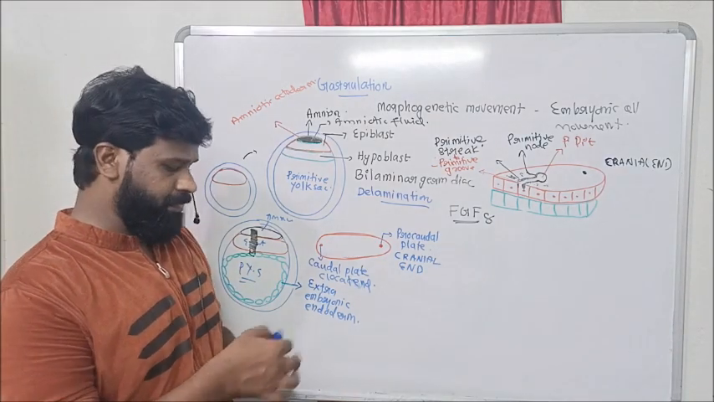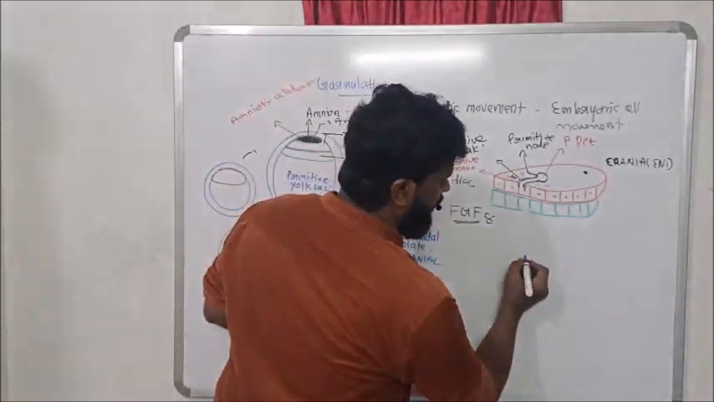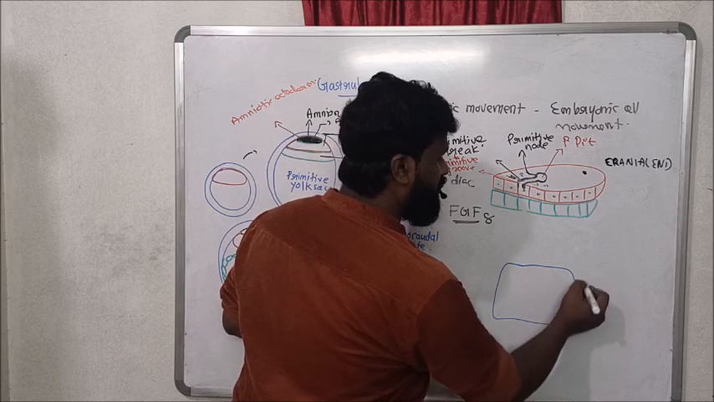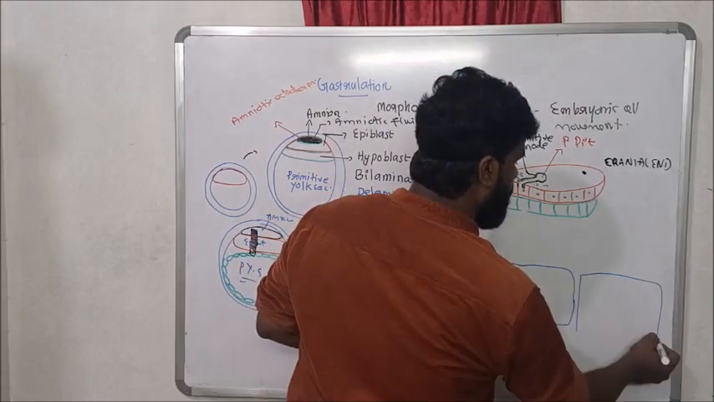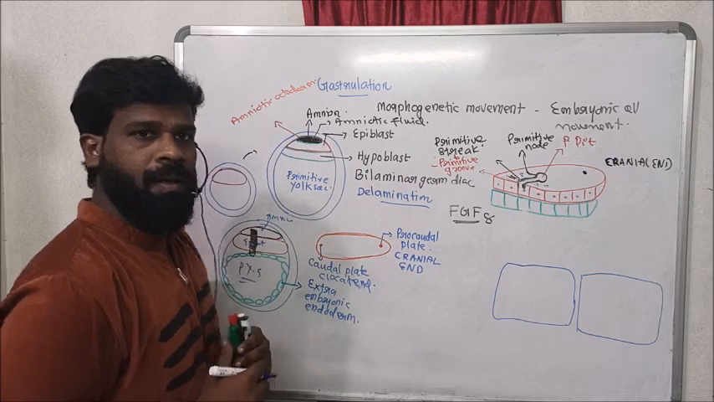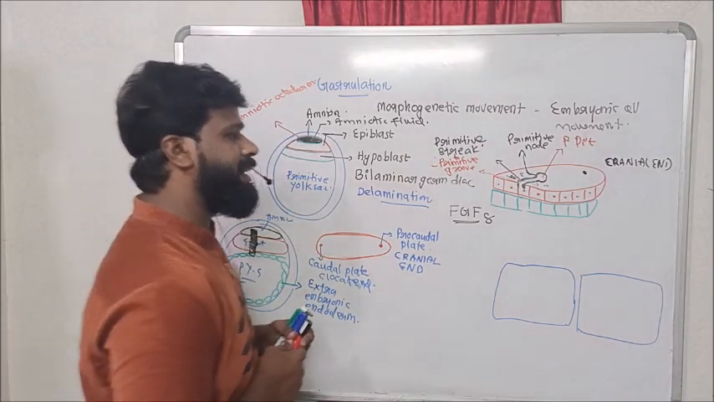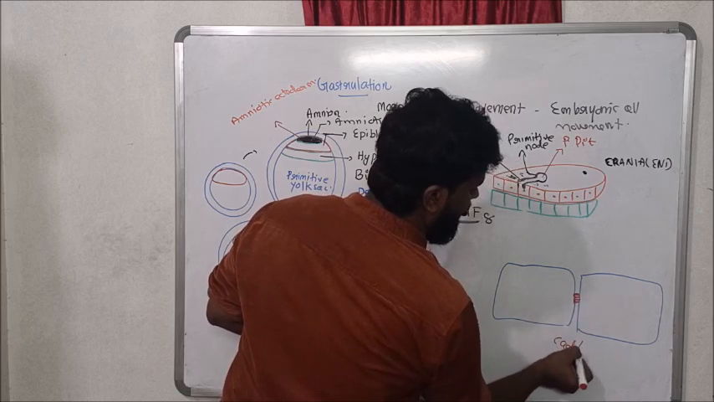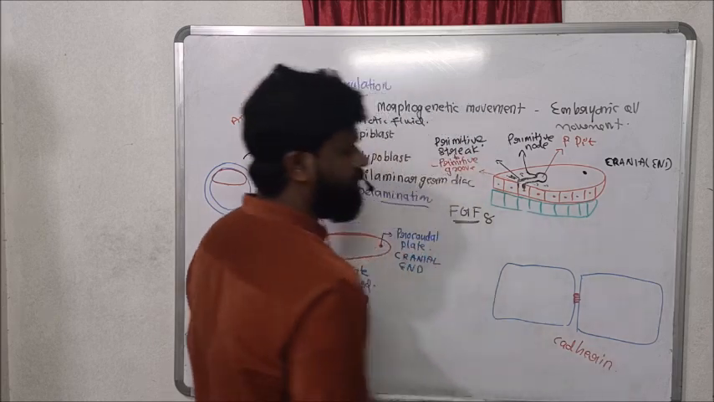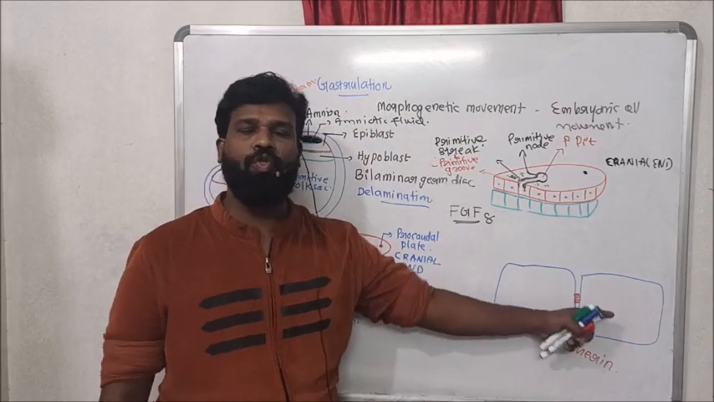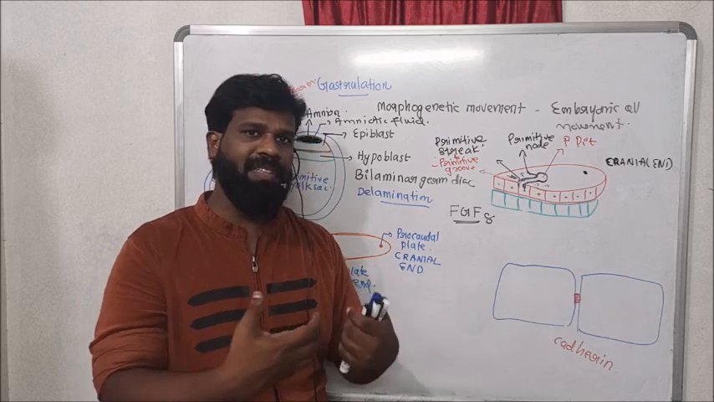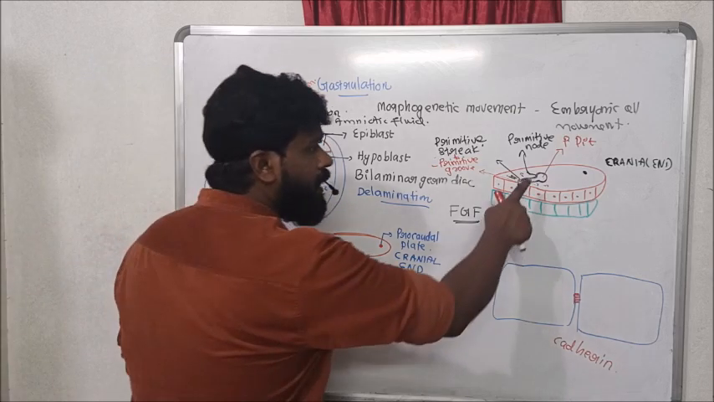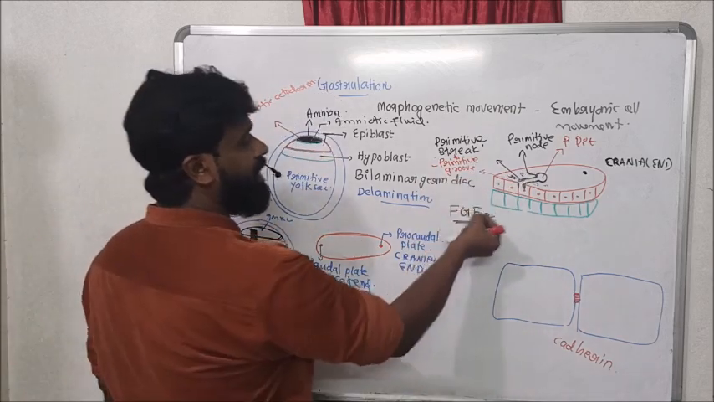As a result, see here, these are two neighboring cells of the epiblast. These cells are tightly bound with the help of cell adhesion proteins like cadherin. See, here the cells of the primitive streak secrete the growth factor FGF.